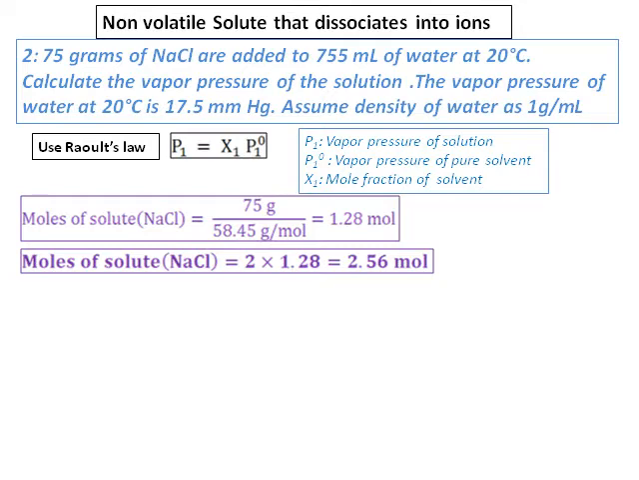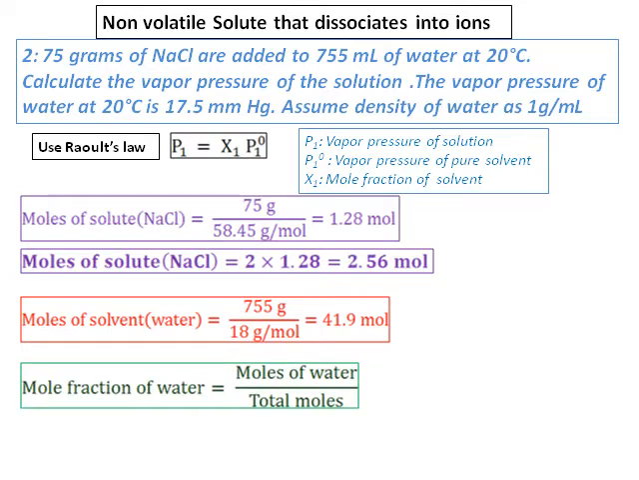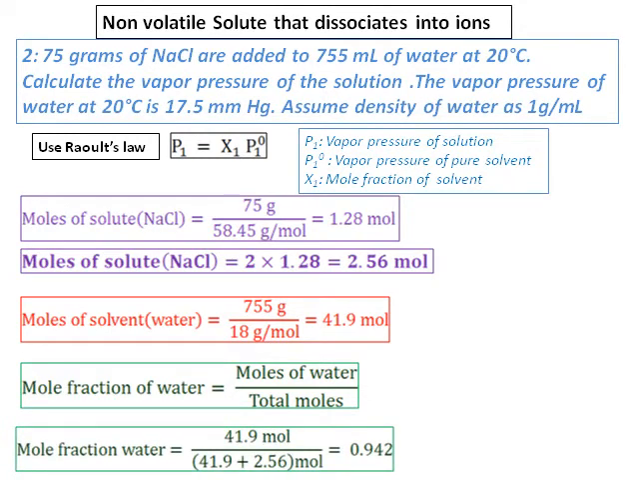So after calculating the moles of the solute sodium chloride, we have to calculate the moles of the solvent. That is mass of the solvent divided by molar mass. So I have the moles of the solute, I have the moles of the solvent, and get the total moles and calculate the mole fraction. Once you get the mole fraction, it's easy.